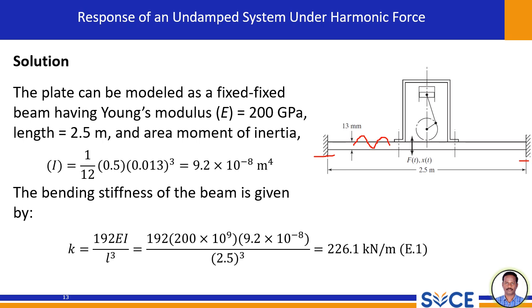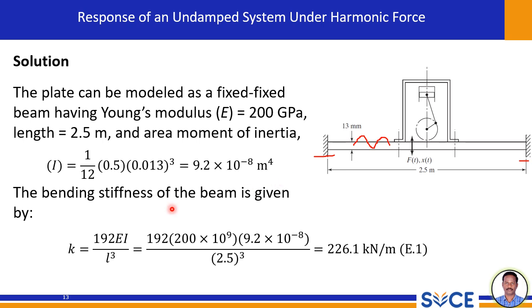We are given the following properties: Young's modulus is 200 gigapascals. This represents material stiffness. Length is 2.5 meters. Area moment of inertia, we need to calculate this. The formula for area moment of inertia is 1/12 width times thickness cubed. This is width, this is thickness. So plugging in the given values, we get the area moment of inertia as 9.2 × 10^-8 meter to the power of 4.